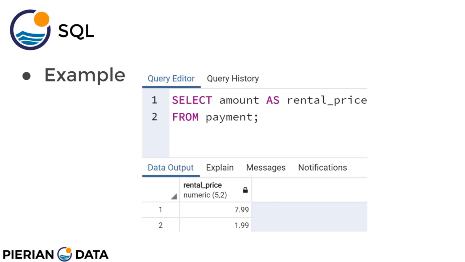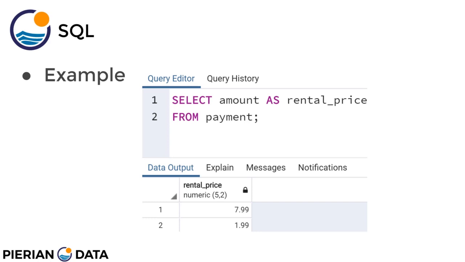Notice here, instead of having the output reported as the amount column, we decided to give it an alias, or rename it as rental_price. And maybe this will be easier for some other analysts to read when we actually show them our SQL query results. So really here, it's just for readability on the data output.